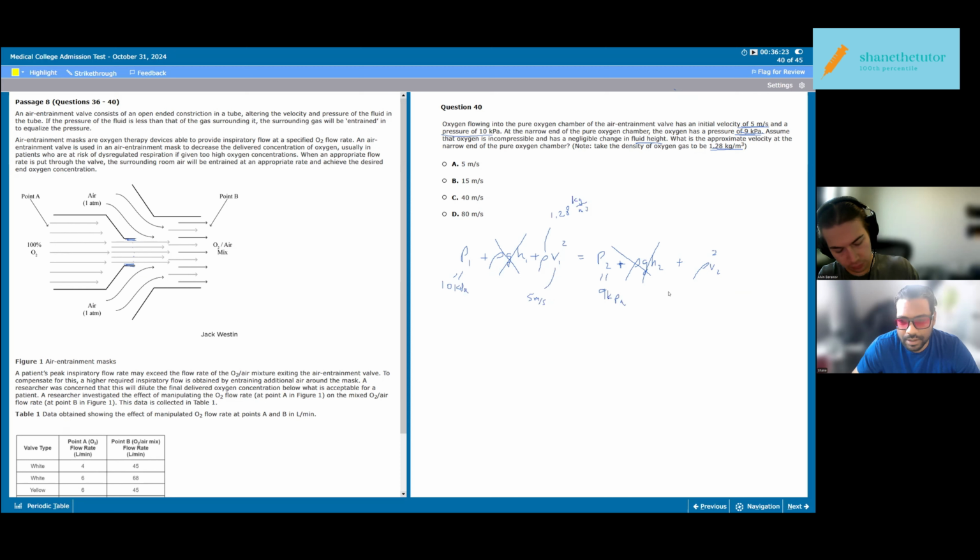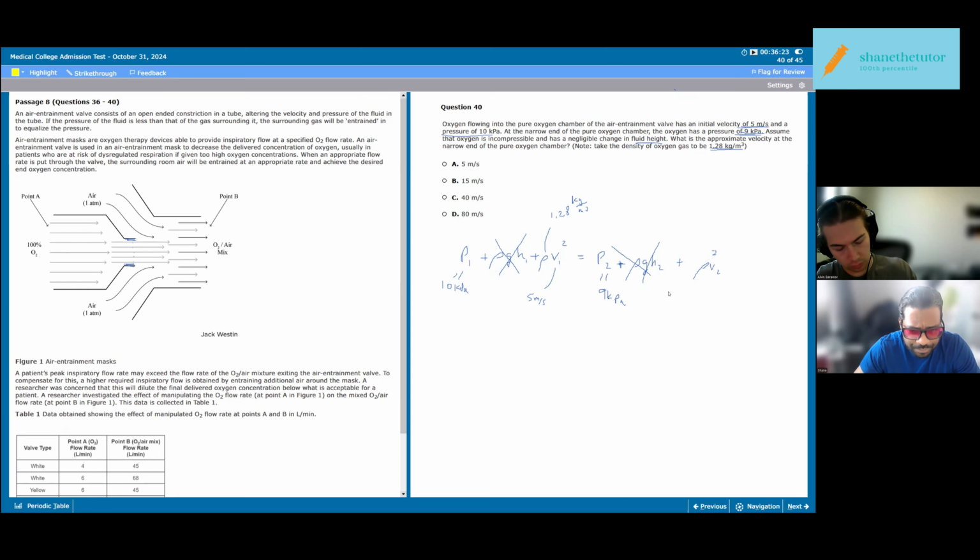Would you just plug stuff in at this point? What I would do is rearrange it algebraically to solve for V2, and then plug in the values. And also remember to take into account the units, because the kilopascals is going to have to change.